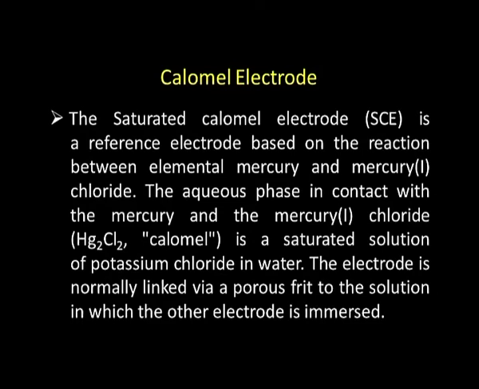Then the calomel electrode. Here the saturated calomel electrode, normally represented as SCE, is a reference electrode based on the reaction between elemental mercury and mercury chloride. The aqueous phase in contact with the mercury and the mercury chloride Hg2Cl2, known as calomel, is a saturated solution of potassium chloride in water. The electrode is normally linked via a porous frit to the solution in which the other electrode is immersed.